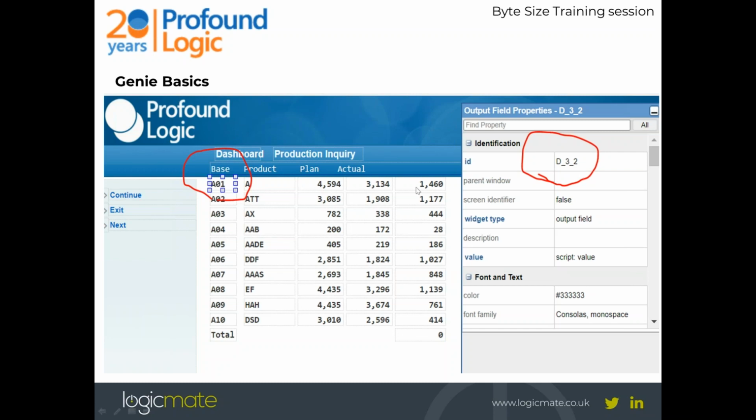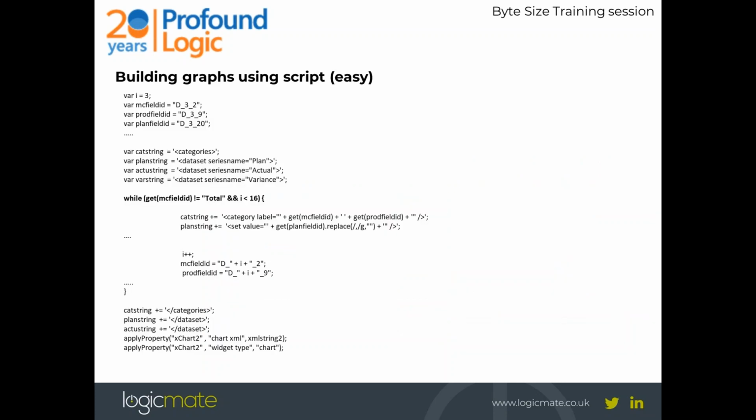So all I need to do now is roll through this screen, starting at D_3_2, which is that particular field, and the next one would be D_4_2. So I just need to run a script which runs through the screen, pulls out that information and patches it into an XML stream that's mostly fixed data.